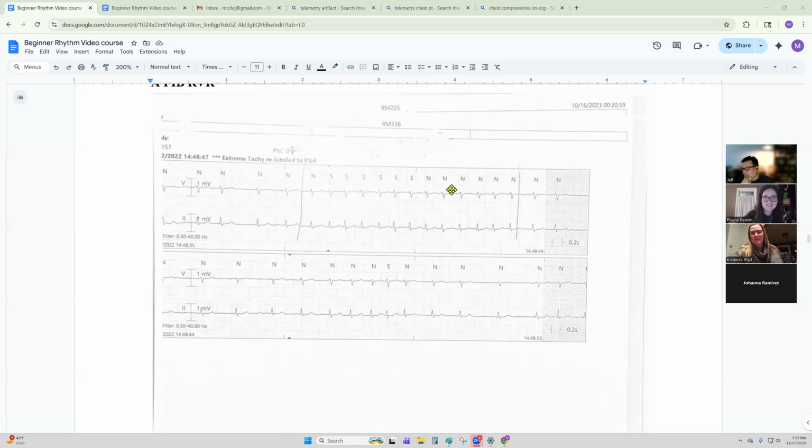So SVTs. SVT is just a bunch of PACs in a row, right? Instead of one excited cell happening once, it's happening a bunch of times. You can have a short little burst, 3 or 4, you call it a salvo. Usually we don't call it SVT until it hits 3 seconds or more. And that's 3 seconds of those fast PACs all grouped together.